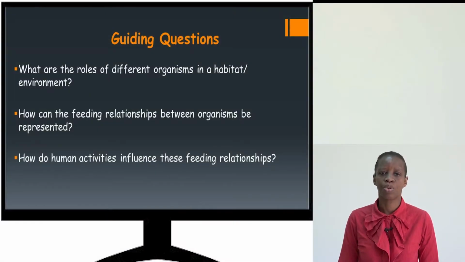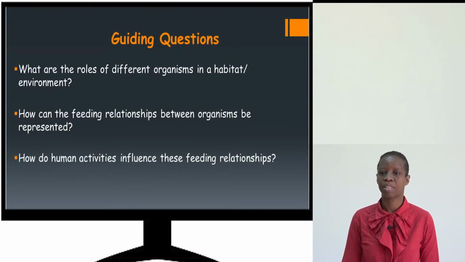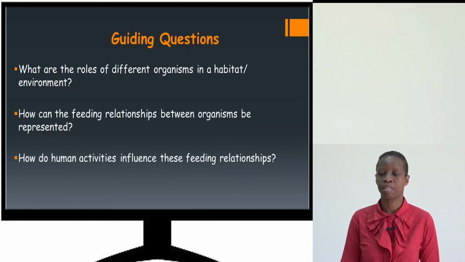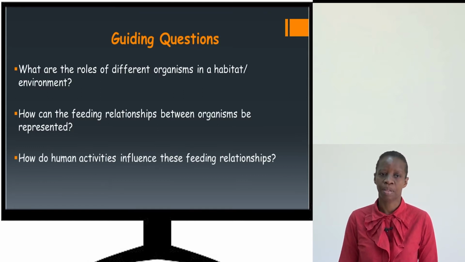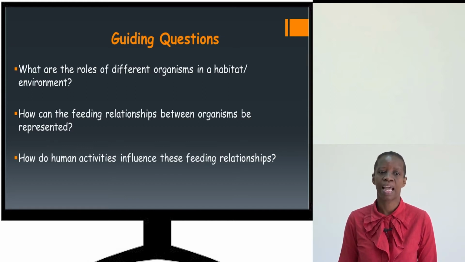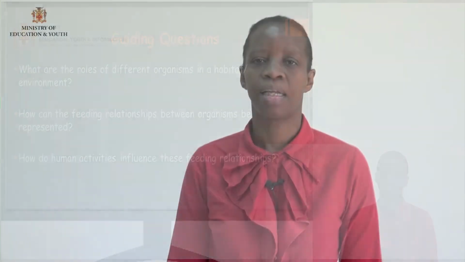What are the roles of different organisms in a habitat? How can the feeding relationships between these organisms be represented? And of course, how do human activities influence these feeding relationships? Let's see what we can remember about how plants and animals relate in a habitat.